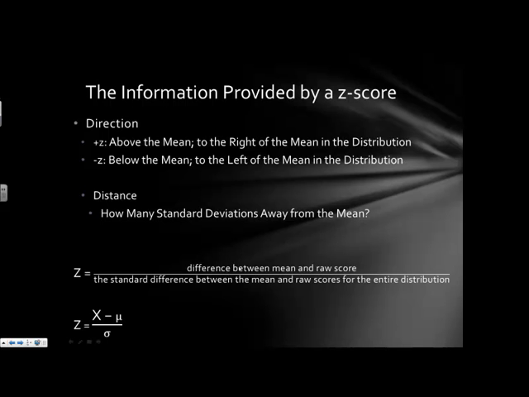You simply look at the difference between the mean and x in the numerator, so the difference between the mean and the raw score. Then you compare that to the standard difference between the mean and the raw score for the entire distribution. So how different is my score from the mean compared to the common difference among scores and the mean, or how spread out are scores? Written in symbols in a mathematical formula, it looks like this. So the difference between the score and the mean compared to the standard difference between scores and the mean for the entire distribution of all of the scores.